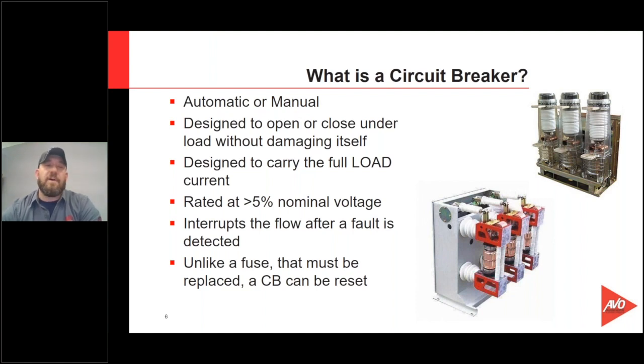Okay, it interrupts the flow after a fault is detected. It opens up whenever a fault is detected based on our devices that are hooked up to our breakers. Unlike a fuse that must be replaced, a circuit breaker can be reset, which is a good thing, unless there's any damage to this particular breaker, which of course we definitely don't want to be a part of the situation.